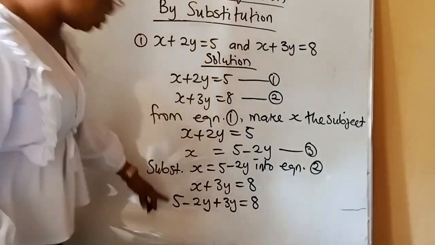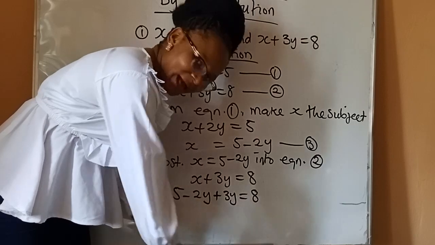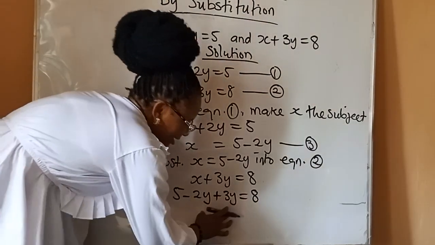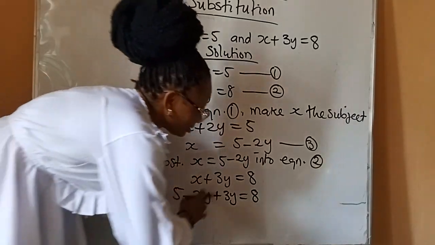So at this point, we are going to collect like terms. Numbers stay where numbers are, then letters stay where letters are.